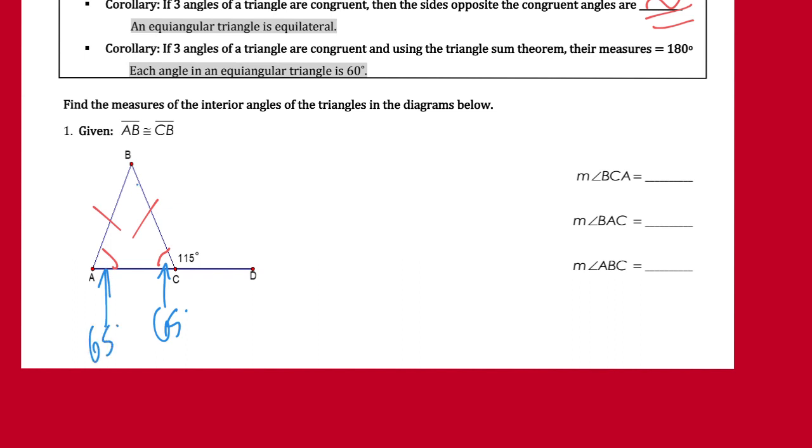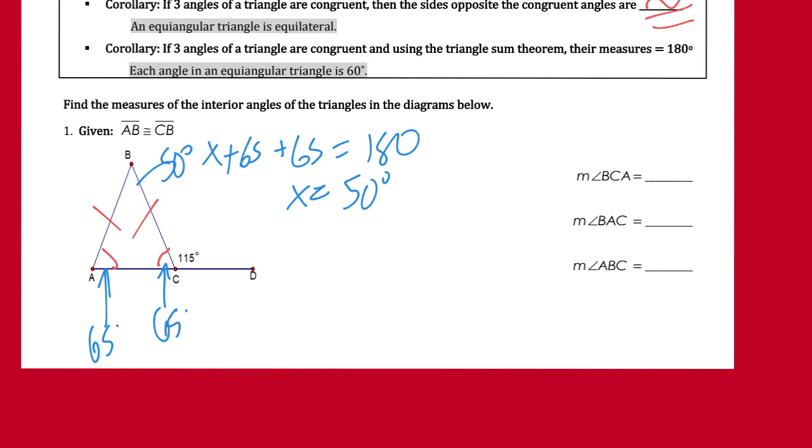If you subtract those two from 180, so x plus 65 plus 65 is equal to 180, and you subtract those 65s from both sides, you get x is equal to 50 degrees. That means this top vertex angle is 50 degrees. Technically all the corners are called vertices, however we call it a vertex angle because it's the non-adjacent angle in an isosceles triangle.